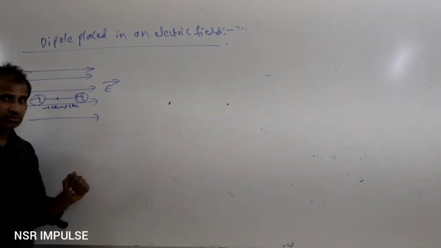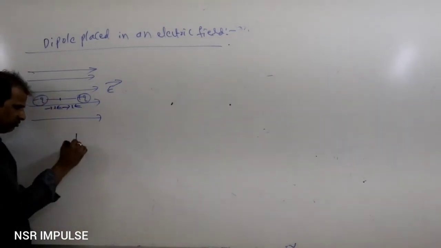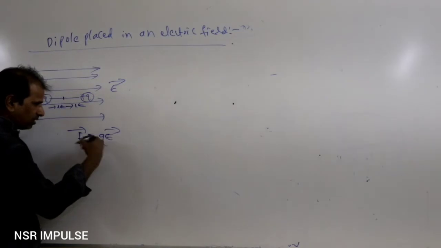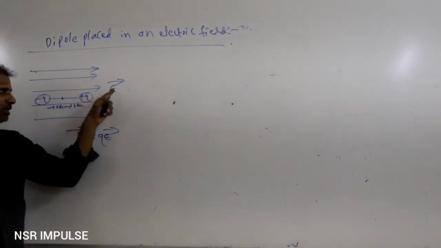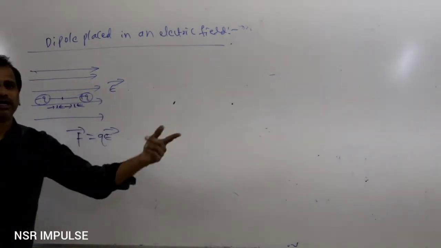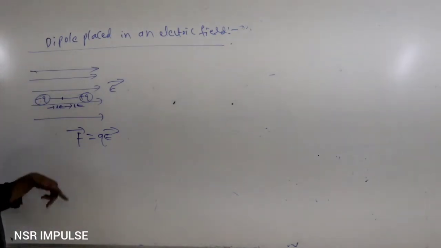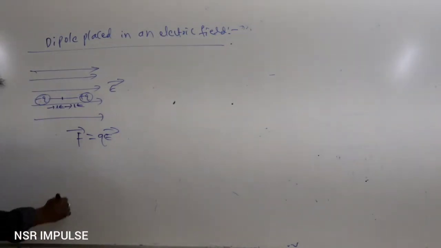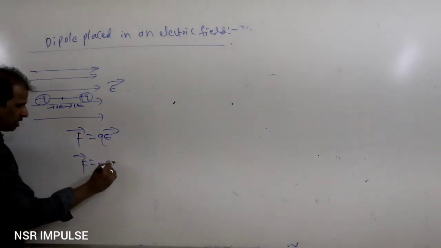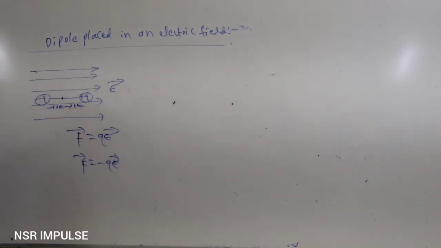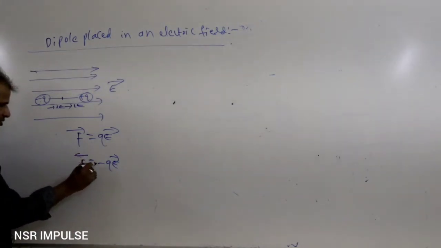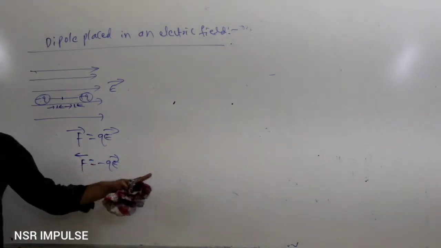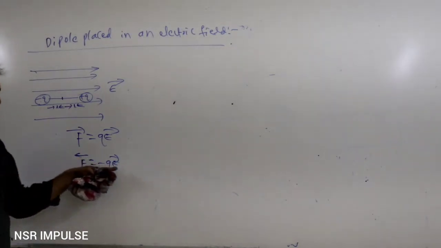This is a positive charge. So it has to experience a force. What is that force? F bar is equal to QE bar. So positive charge will experience a force F bar is equal to QE bar in the direction of electric field. Negative charge experiences a force in the opposite direction of electric field. So this is equal to minus QE bar. So here change the sign, it is better to change the sign. This is F bar and this sign should be in this manner. F bar is equal to minus QE bar.